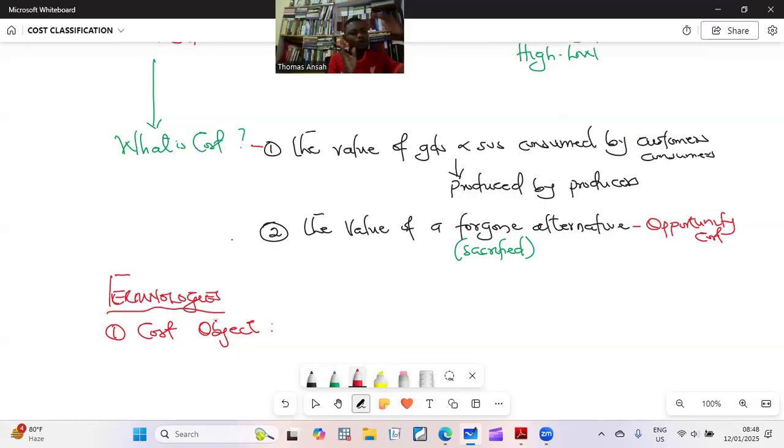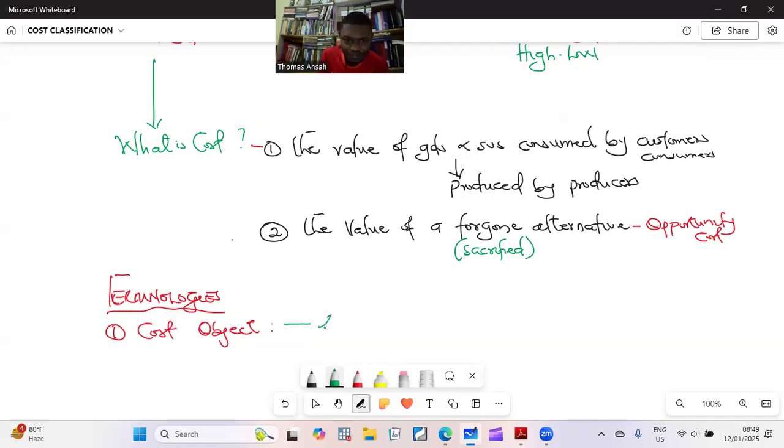So the cost object is the item for which a cost is measured. That is it: the purpose for which a cost is measured. It can be a product, because if a producer wants to produce a laptop, you'll be buying software and other things, putting it together and generating a laptop. So the cost object is the laptop.